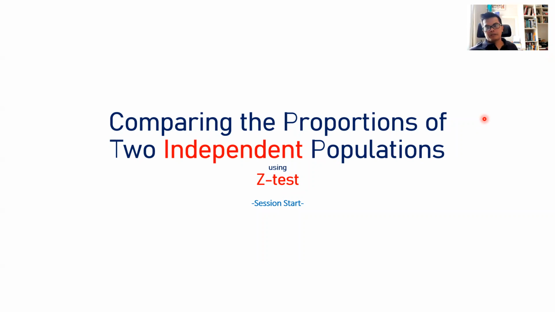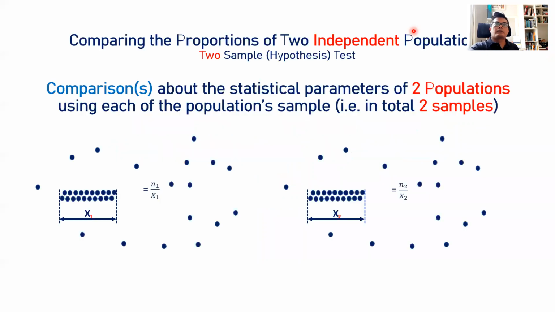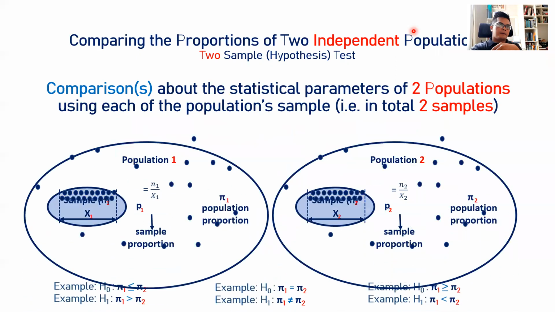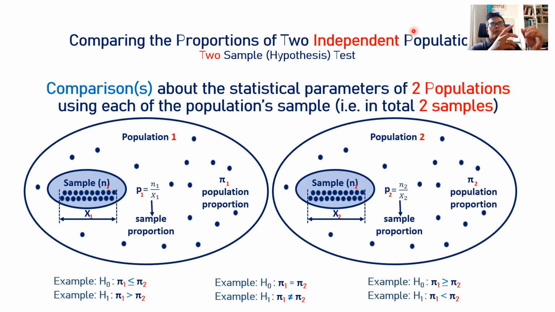So today we are going to talk about a specific topic concerning comparing the proportion of two independent populations using the Z test. Okay, so let's discuss the fundamental philosophy first. In this case, we are interested in, as the title states, comparing the proportions of two independent populations. Then we have two different populations that are independent of each other.